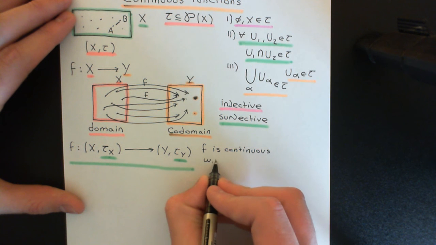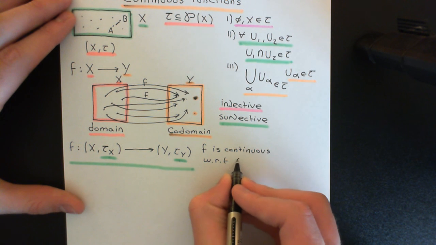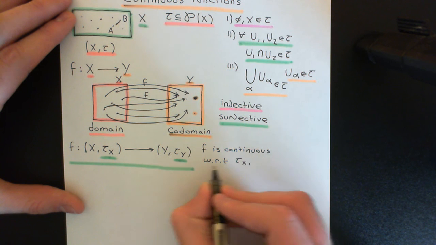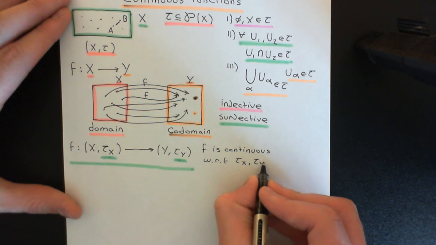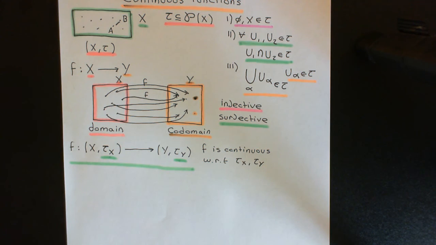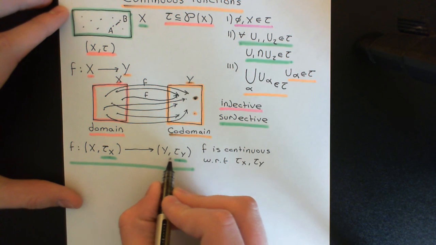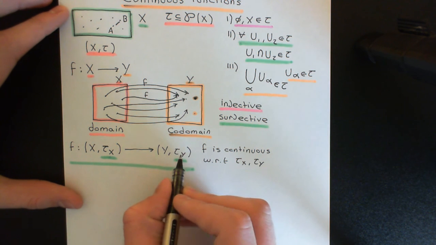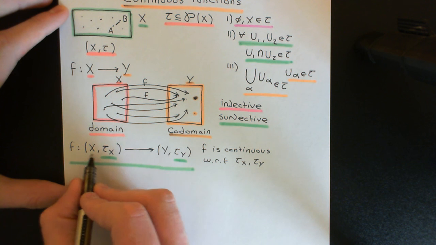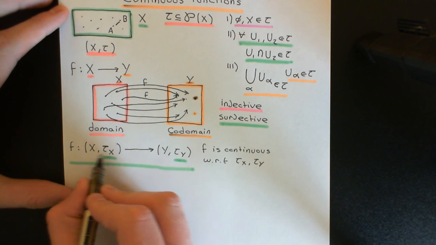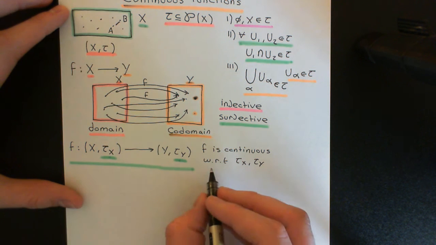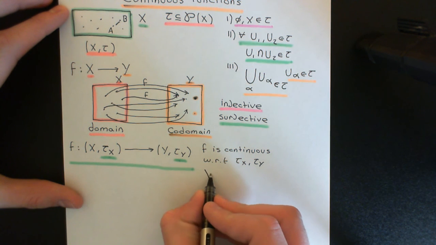Okay, so in full you would put with respect to the topology tau X on X and the topology tau Y on Y. Okay, so what then is going to be the definition of this? This function is going to be continuous if all of the open sets in the codomain here, if their pre-image in the domain over here, the domain topological space, is an open set. Okay, so here is going to be the definition.